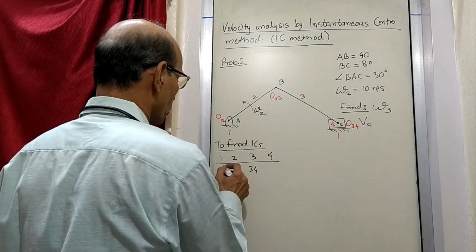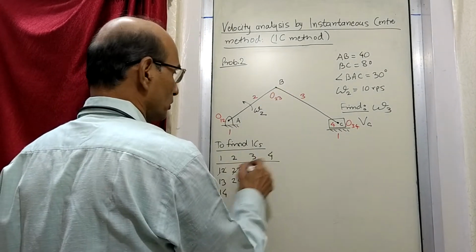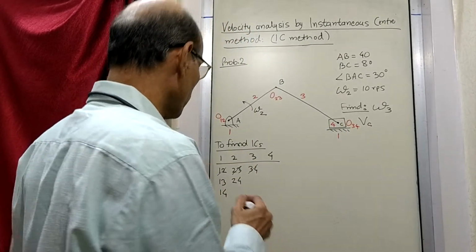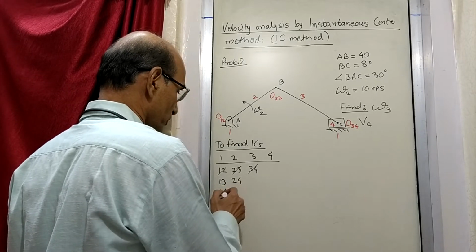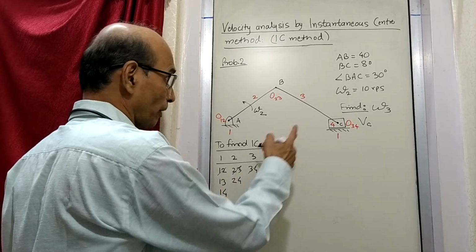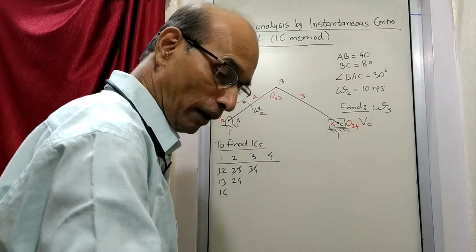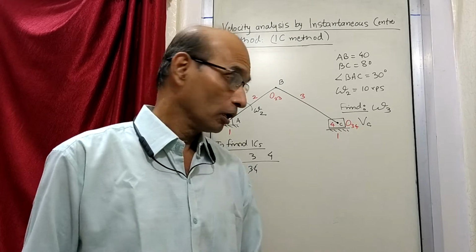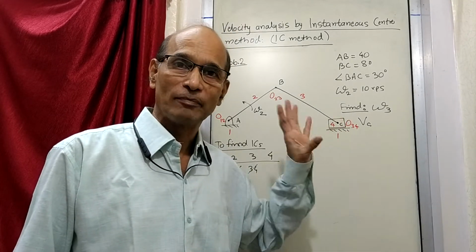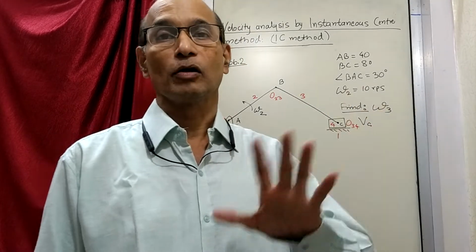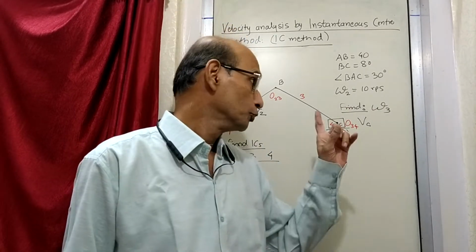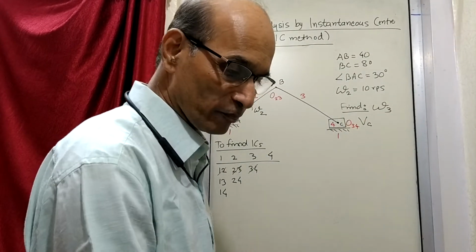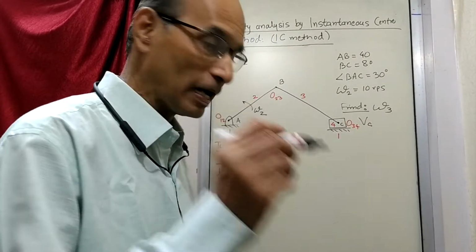So 1, 2 we know, 2, 3 we have found out, 3, 4 also we have found out. Now in this case, we are also going to find 1, 4 just by observation. Without the IC method, we are supposed to find out where is 1, 4. Now how do you find out where is 1, 4? As such I am not going to tell you anything new. Whatever is already known to you, based on that, you should be able to find out where the center 1, 4 is. For that, just make one note which we have already done earlier.